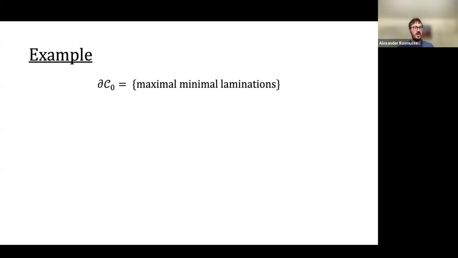As an example, the boundary of C0 is the space of maximal minimal laminations. That kind of sounds like an oxymoron, but it's really not. This means every leaf is dense, and the complement of the lamination is a union of ideal triangles.